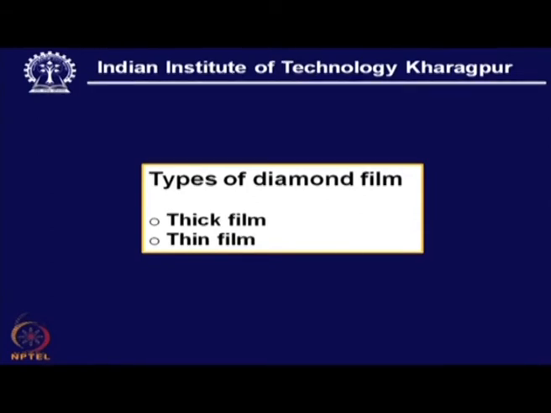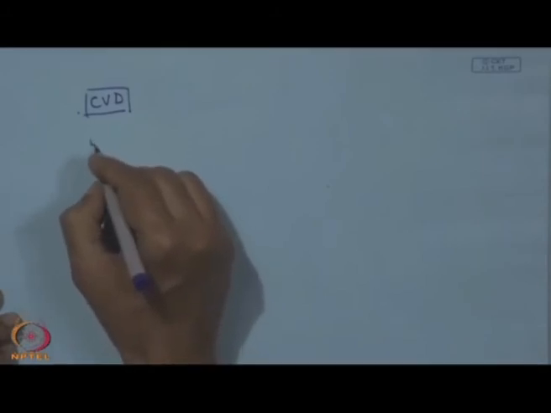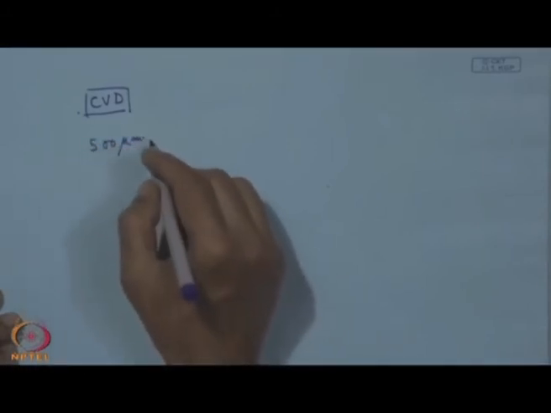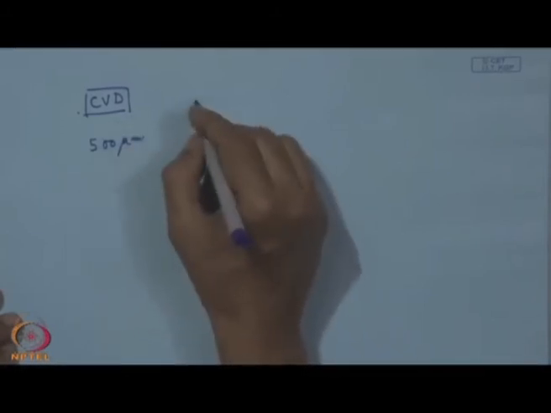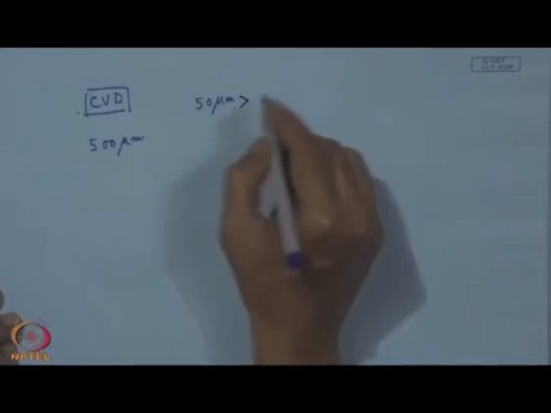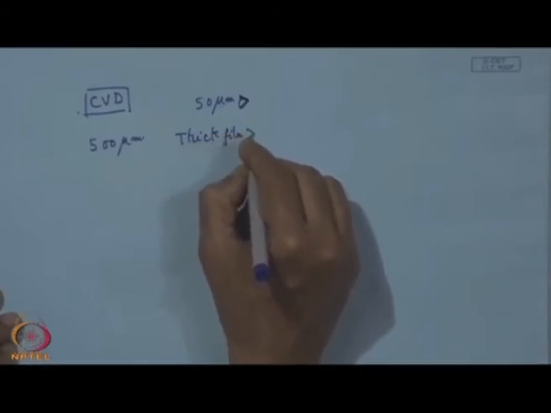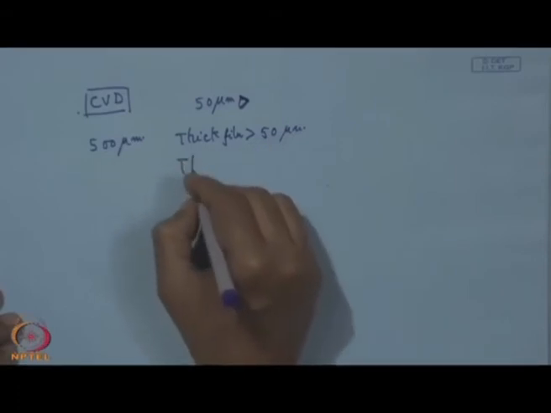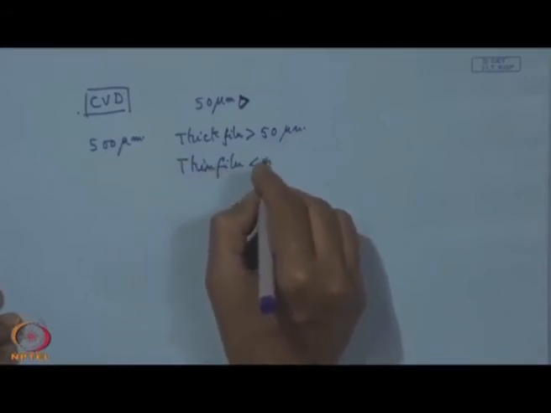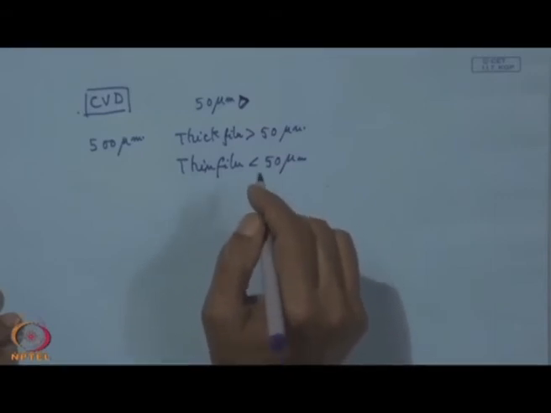Now, here we find we have both thick film and thin film. Thick film means we can have the CVD grown diamond which can be about 500 micron. That means a film which is thicker than 50 micron, that is greater than 50 micron, we call thick film, and thin film is less than 50 micron. So, this thin film we are interested in to put directly as the coating on the substrate.